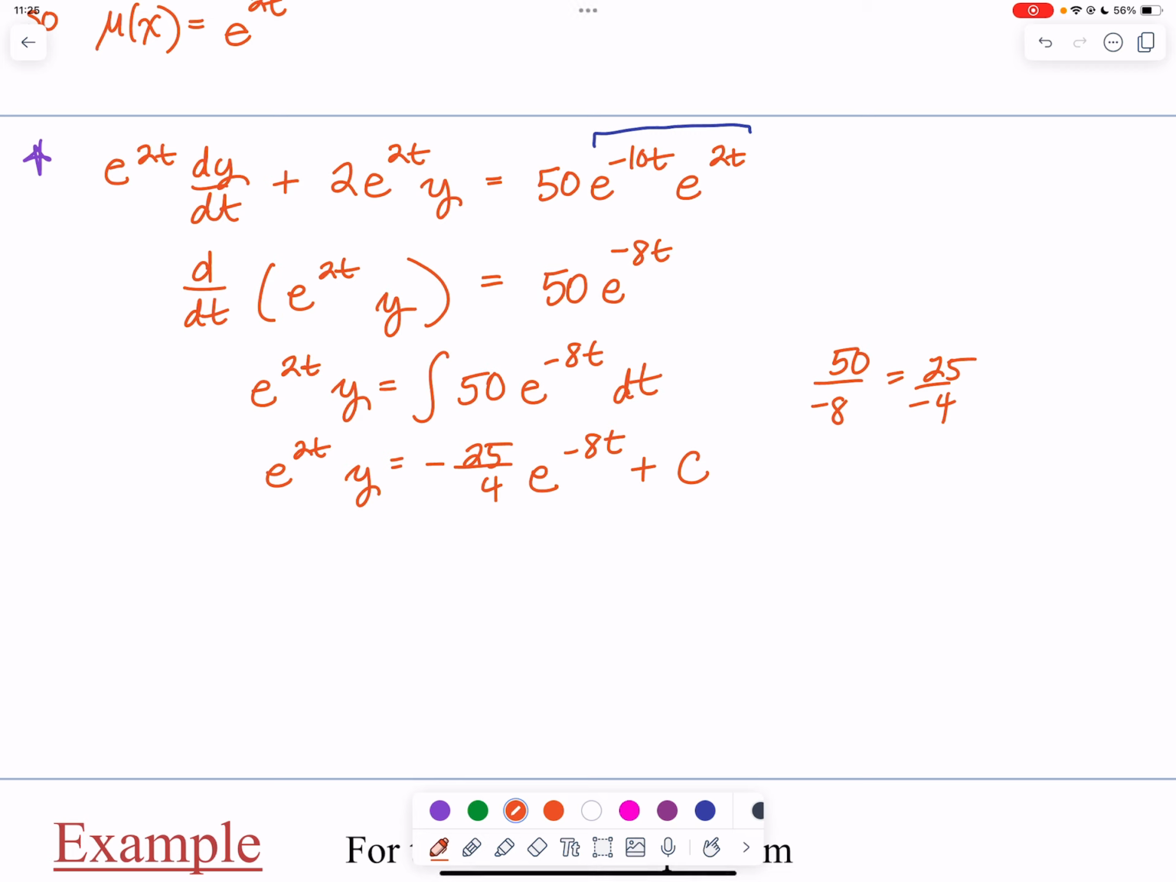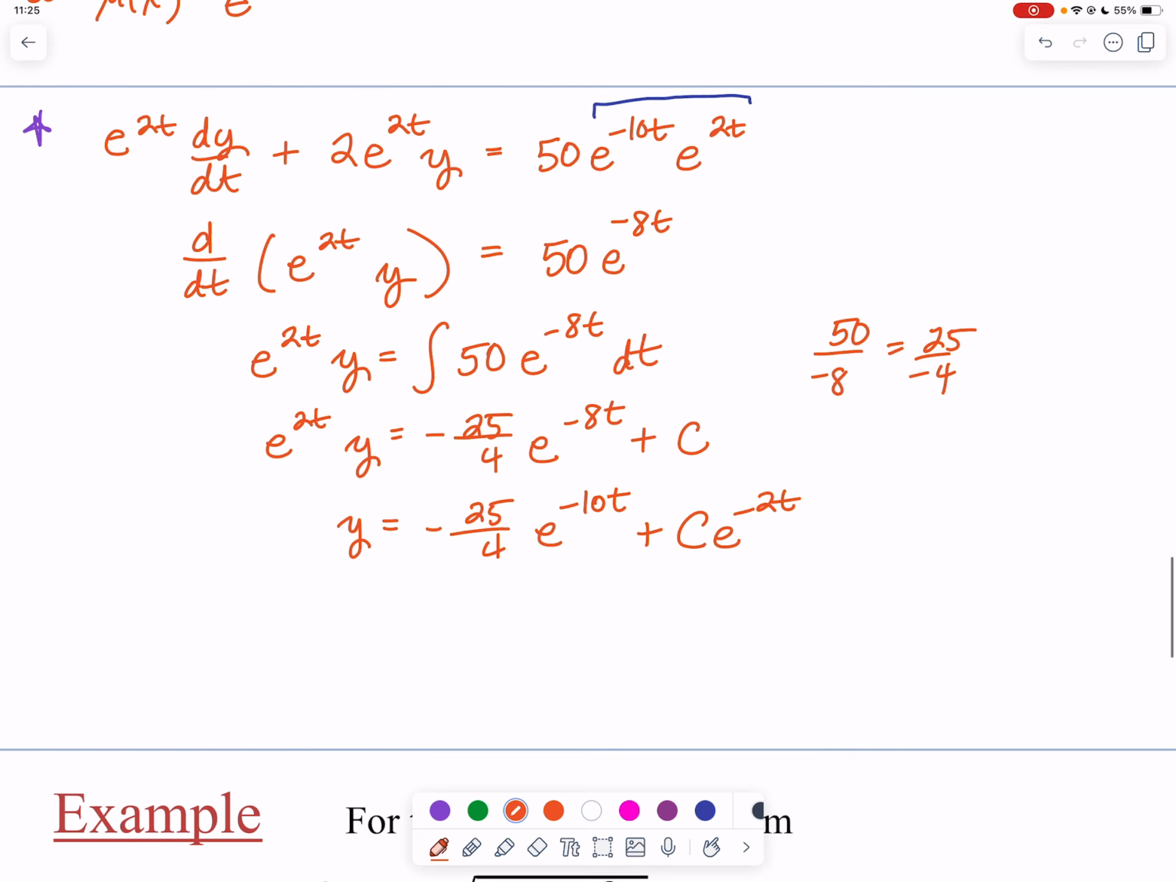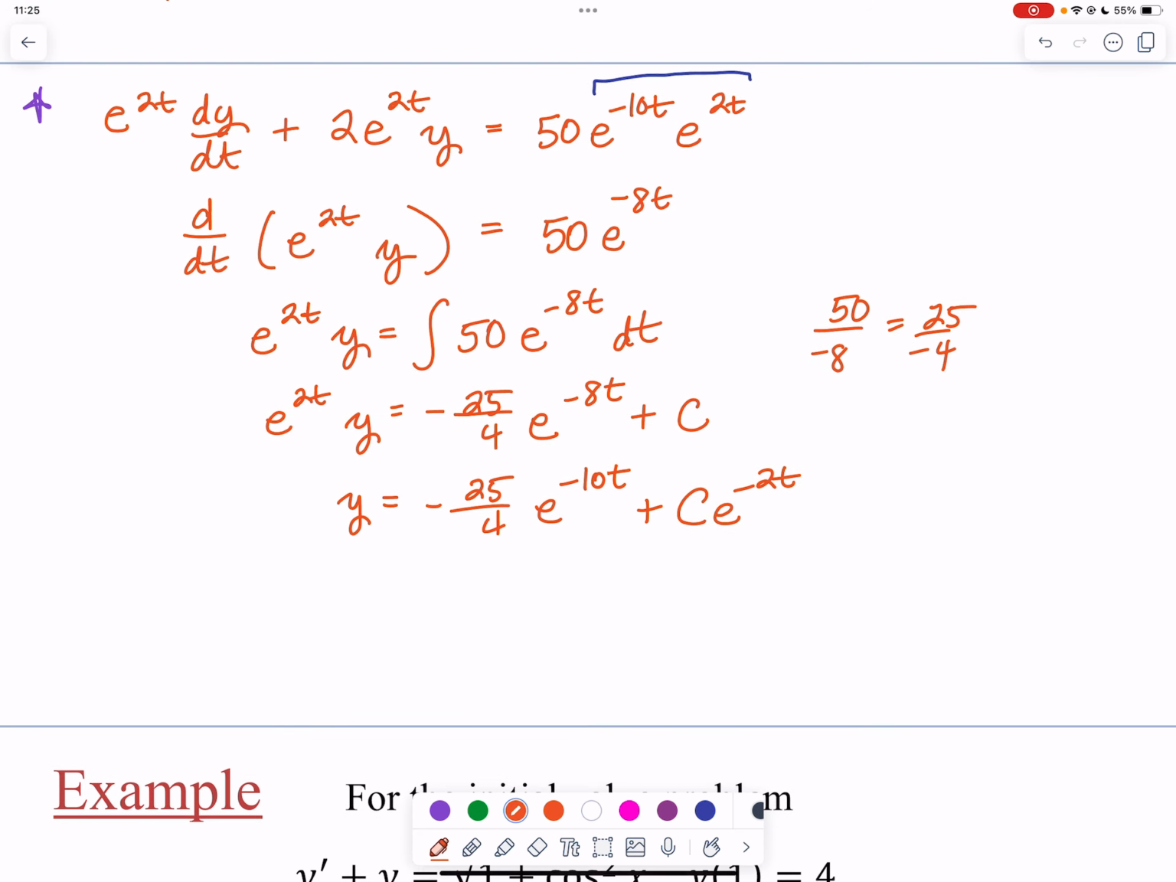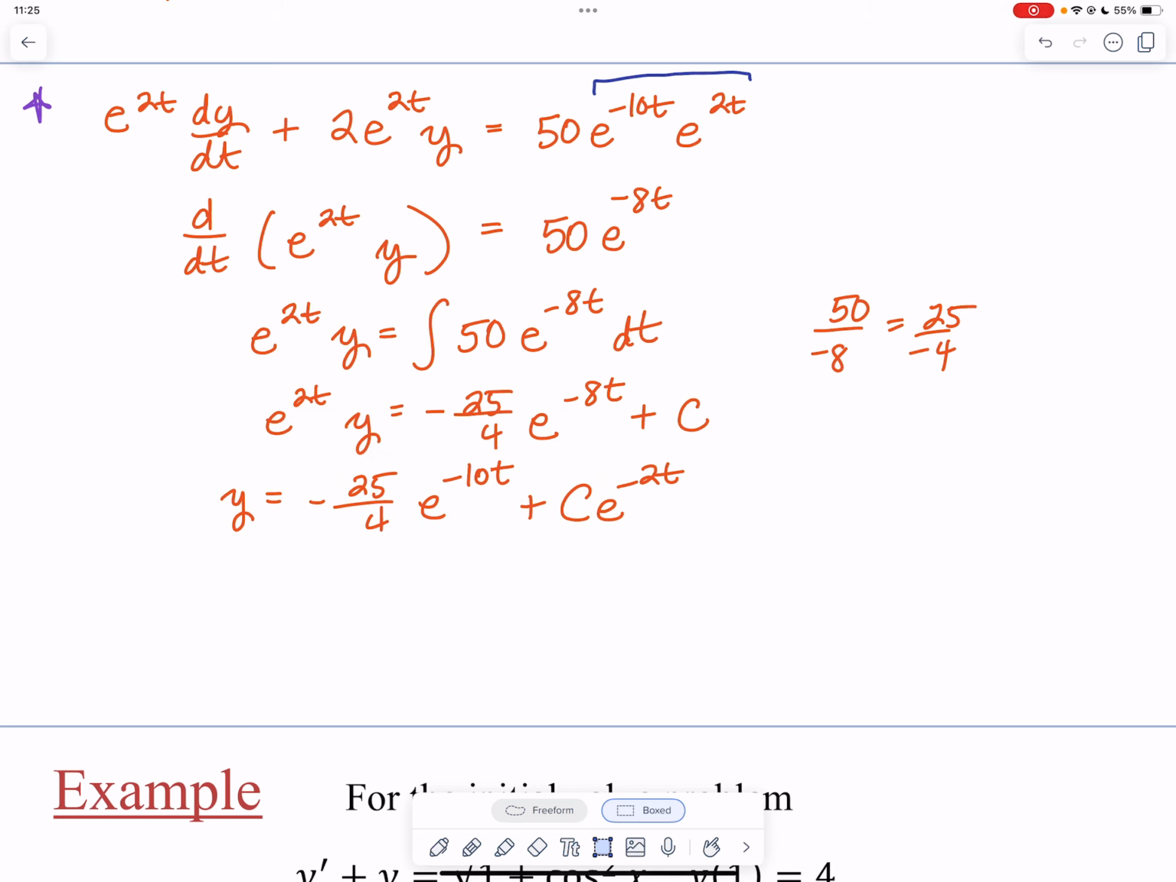Let's divide every term by e to the 2t. So we have y is equal to negative 25 fourths, and if we divide by e to the 2t, this will be e to the negative 10t, plus c e to the negative 2t. So that is our general solution. Of course, we need a particular solution.